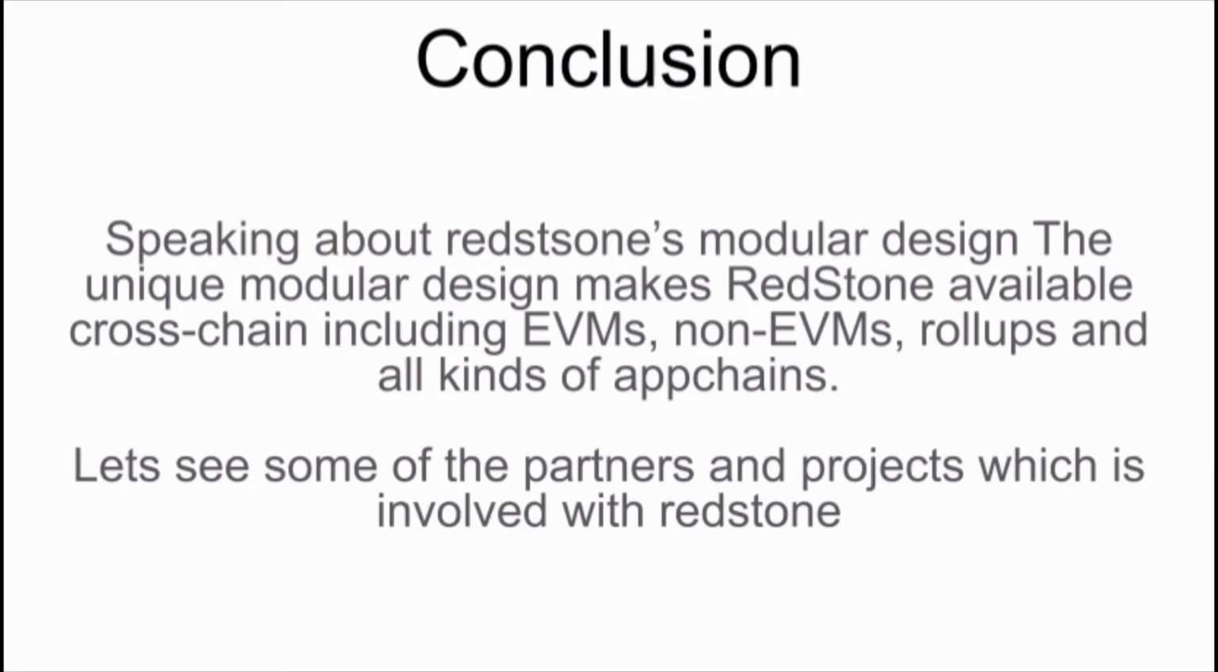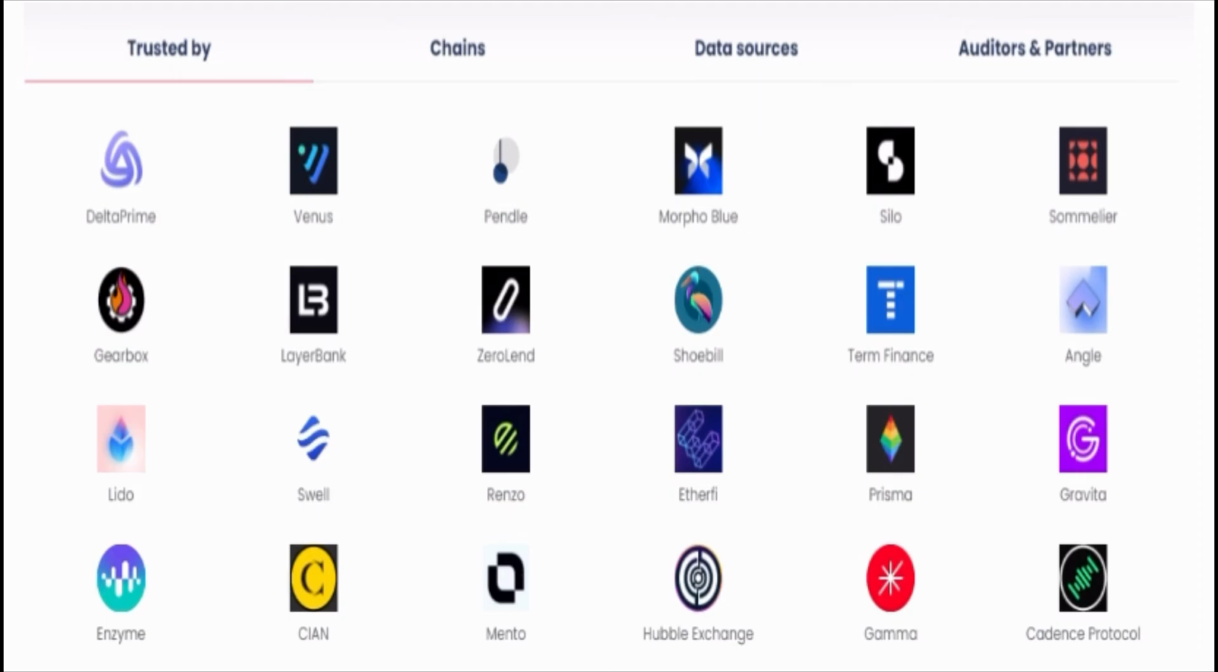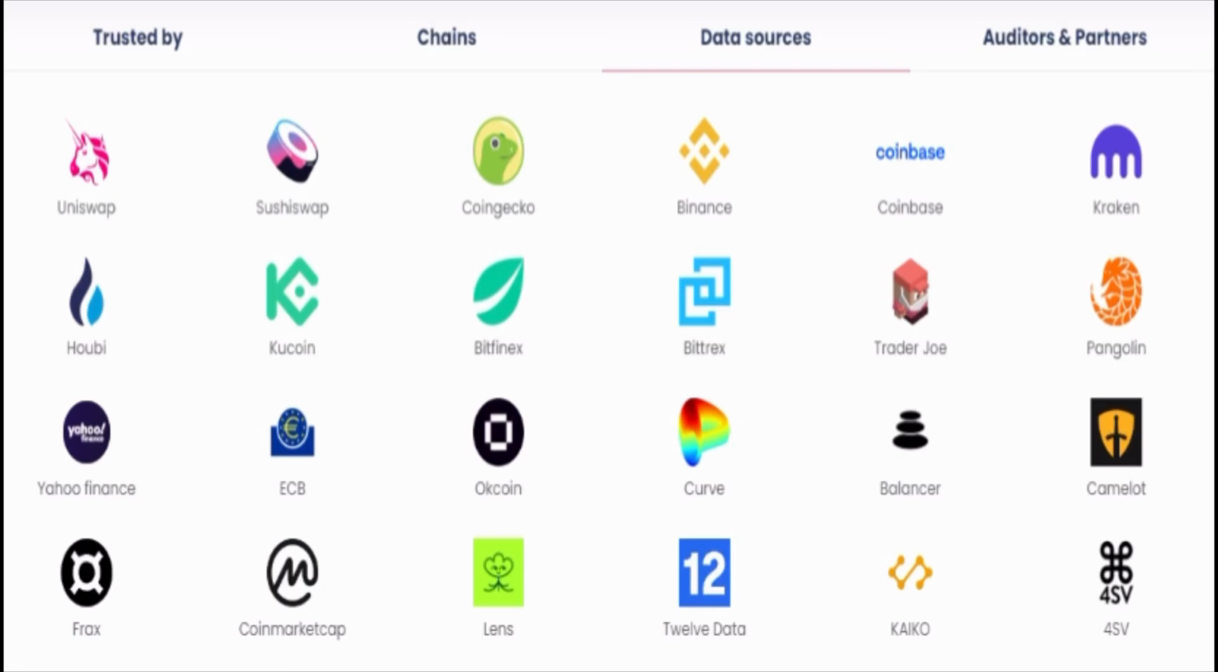Before we conclude, let's see some of the partners and projects involved with Redstone. Starting with some of the lending protocols out there, there are many protocols, but I'll just mention a few like Pendle, Gearbox, Lido, Swell, Gravita, and many more. The next are data sources. For example, we have lots of centralized exchanges here like Binance, Coinbase, Kraken. We have dexes like Uniswap, SushiSwap, and Trader Joe, and other aggregators like CoinMarketCap and CoinGecko.